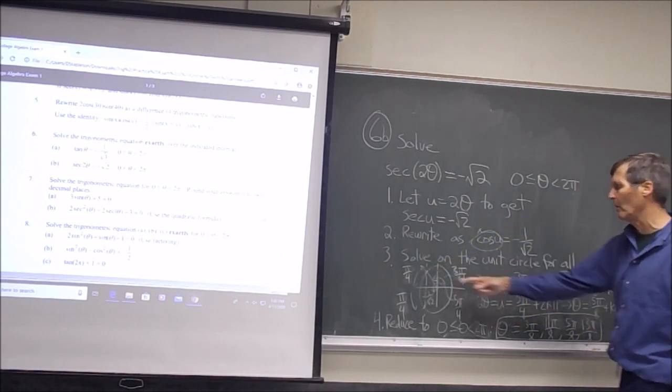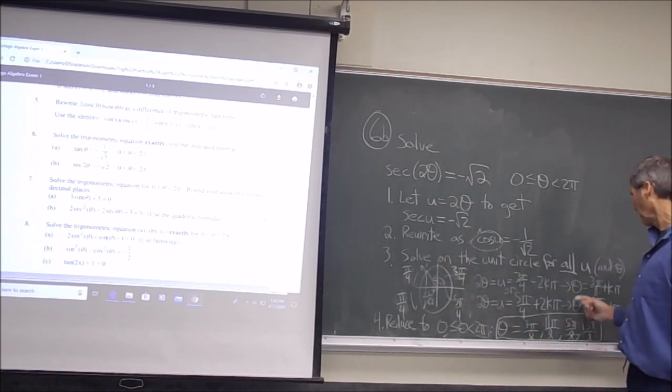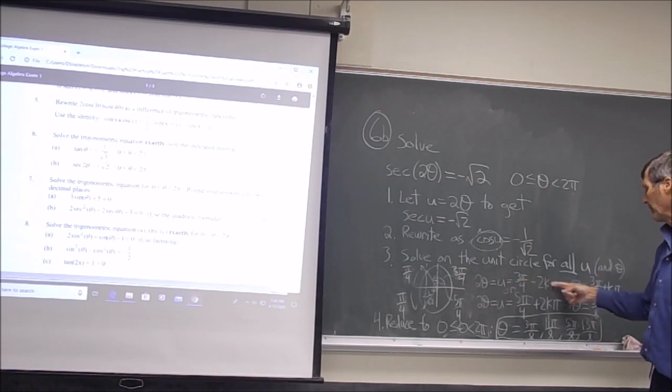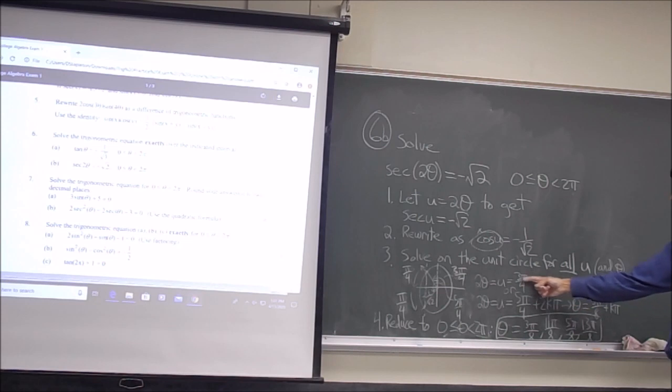This represents all ways of getting this terminal ray. So theta could be, or u could be these, but u is 2 theta, so dividing through by 2, theta can be half this, 3 pi over 8, plus half this, k pi. Or half this one, 5 pi over 8, plus half this one, k pi.